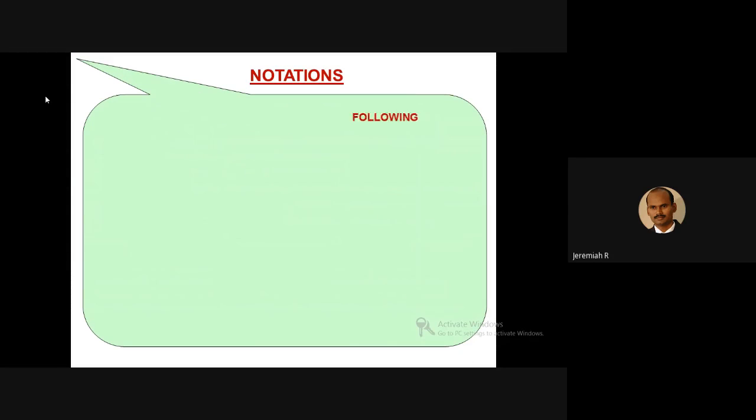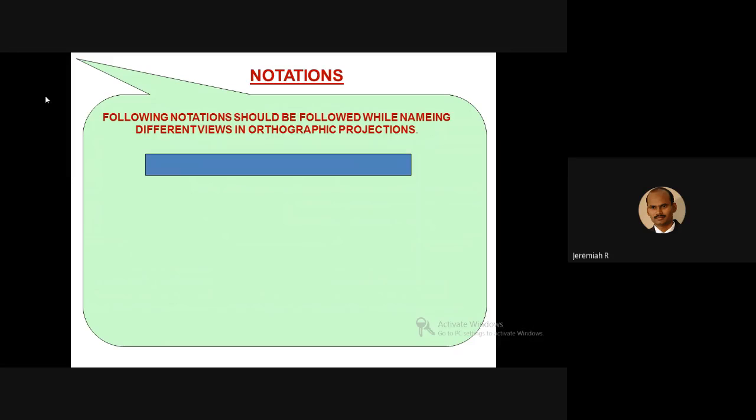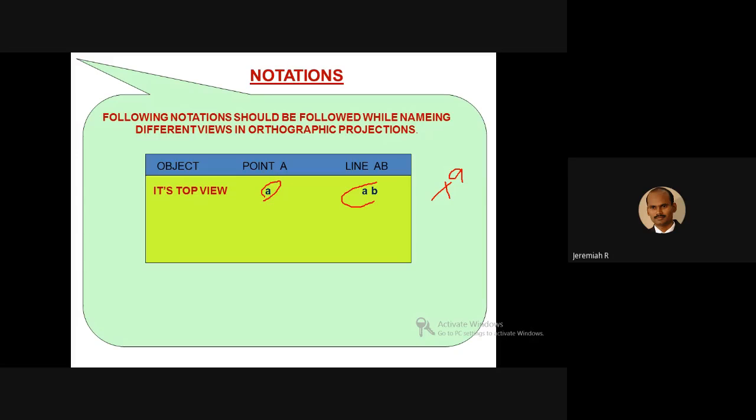So there are some notations. I already told you. Top view means we'll use only A. This is for a point. If it is a line, we'll consider AB. If there is a point, we'll consider A. So top view means notation is A.